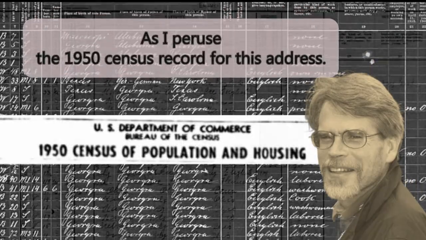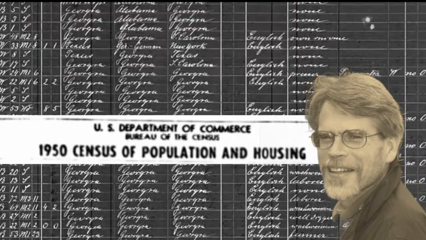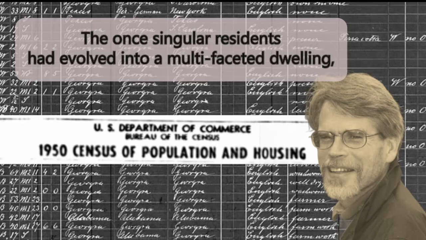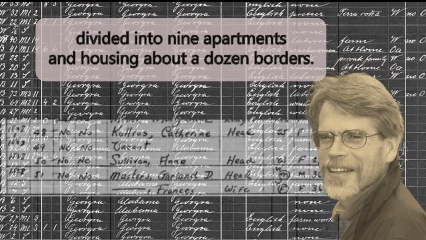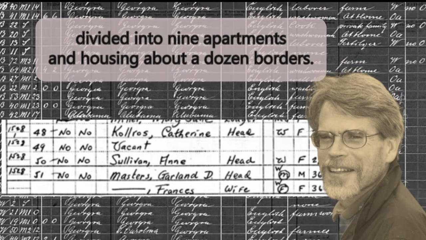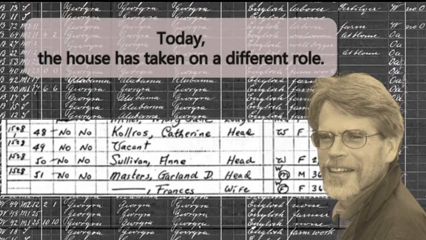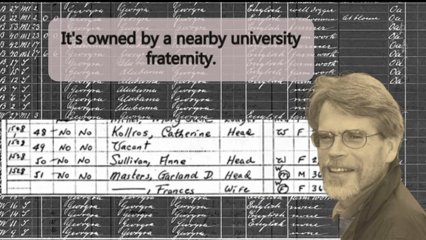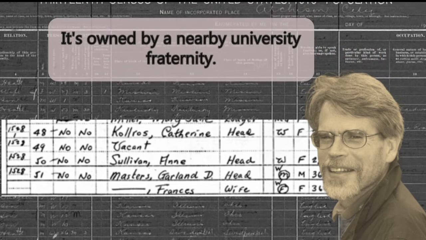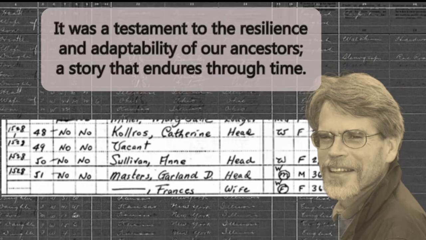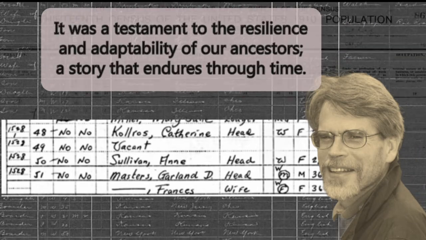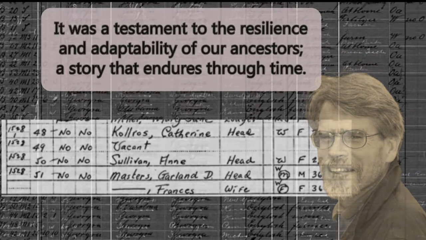As I perused the 1950 census record for this address, a vivid picture emerged. The once singular residence had evolved into a multifaceted dwelling, divided into 9 apartments and housing about a dozen boarders. Today, the house has taken on a different role. It's owned by a nearby university fraternity. Beanie's presence in those records was not just a name on a page, it was a testament to the resilience and adaptability of our ancestors, a story that endures through time.